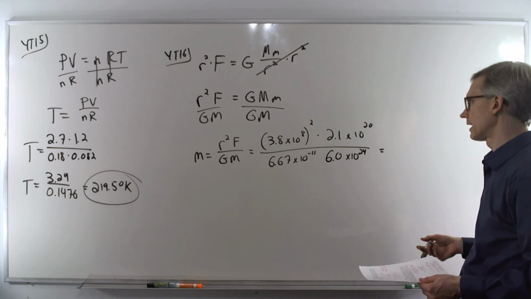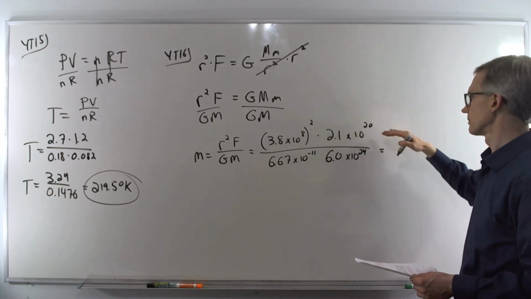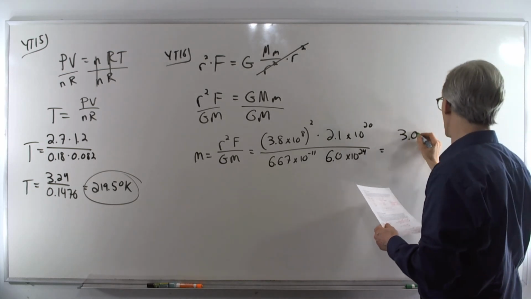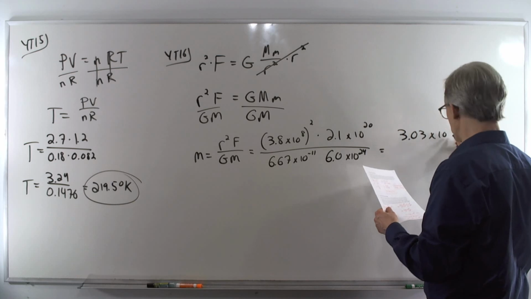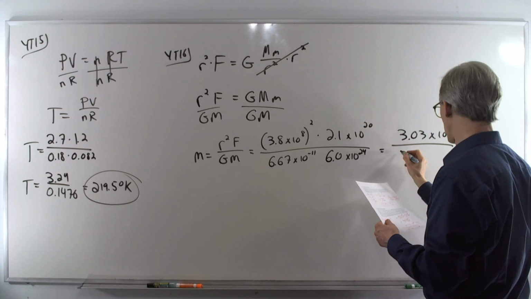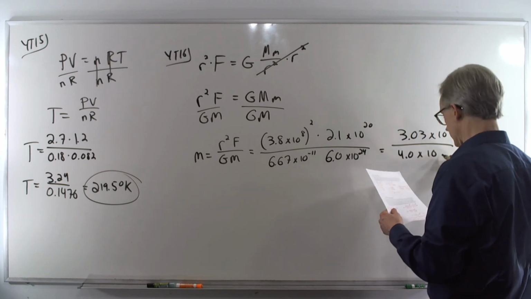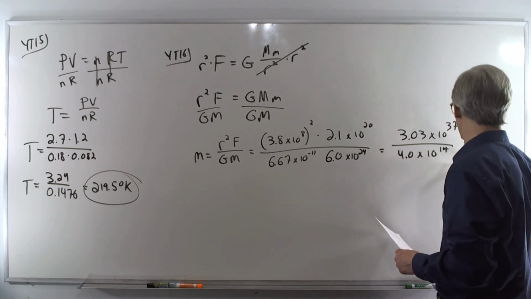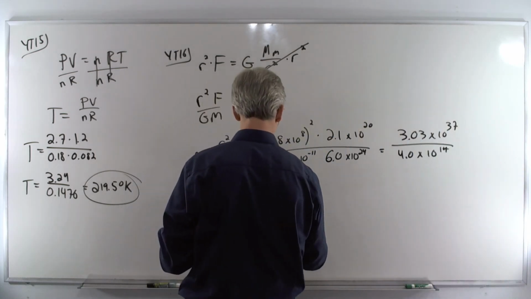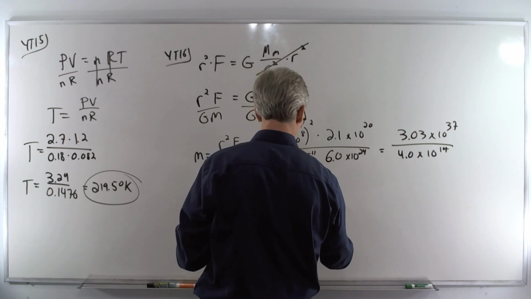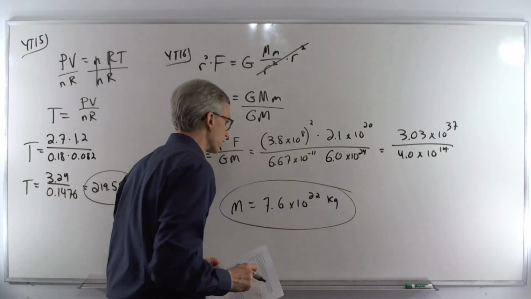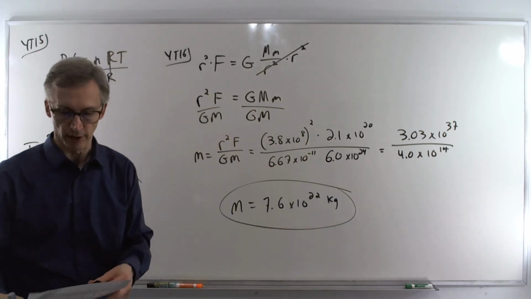All right, so we're going to have to multiply using scientific notation. First, multiply straight across on top. 3.03 times 10 to the 37th. And multiplying across the bottom, we get 4.0 times 10 to the 14th. And we'll divide these two. And for the mass of the moon, we get 7.6 times 10 to the 22nd kilograms.